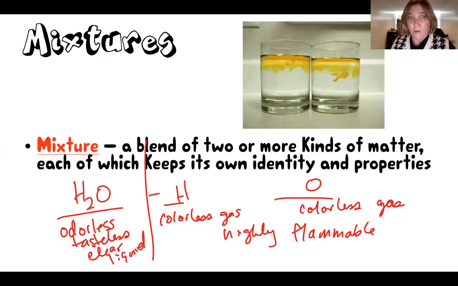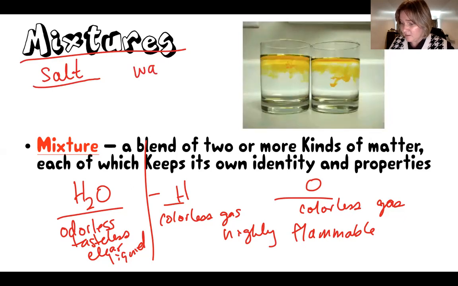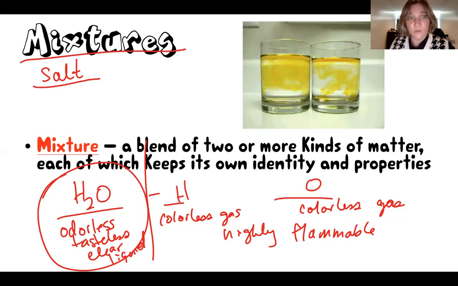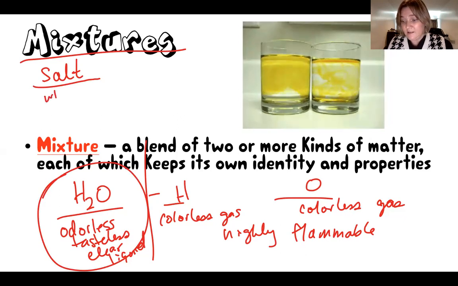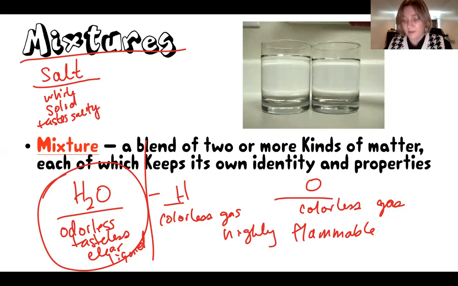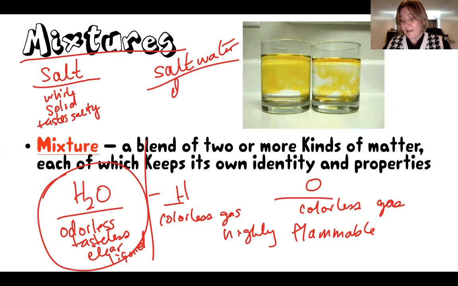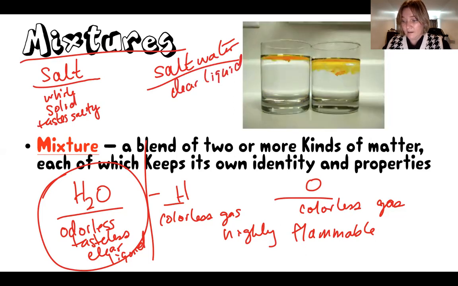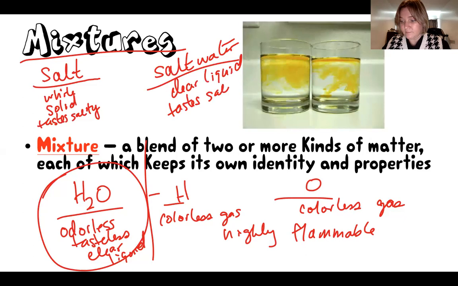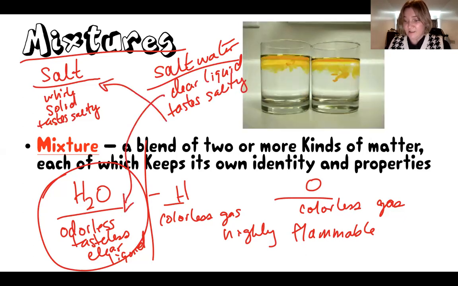Separately from that, I'll go up here. If you look at salt water, let's say salt, remember these characteristics. What are the characteristics of salt? It's white, it's a solid, tastes salty. And what are the properties of salt water? It's a clear liquid that tastes salty. So clear liquid comes from water and tastes salty comes from salt.